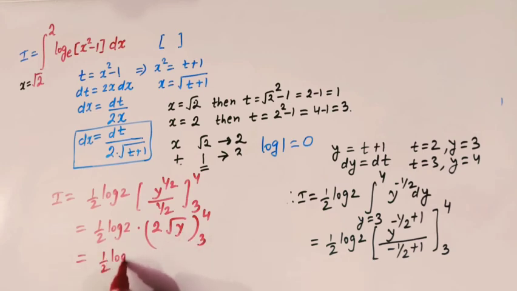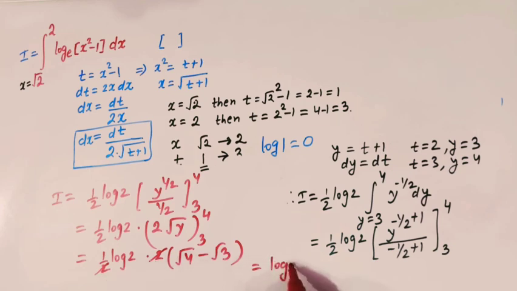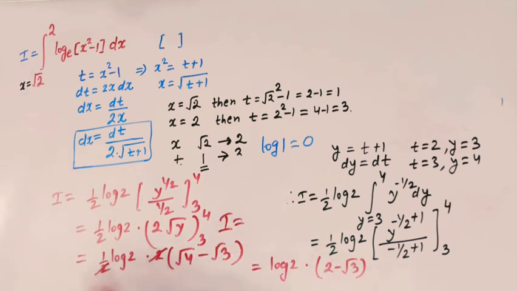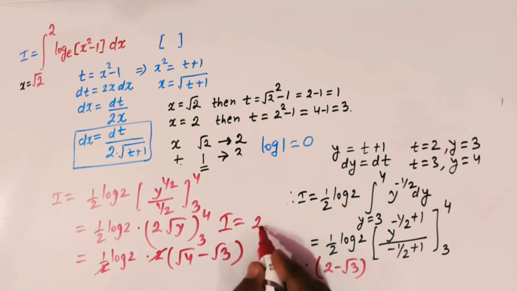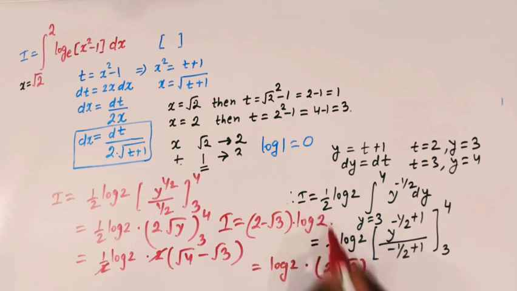So here we have half log 2, and taking this 2 outside, we have square root of 4 minus square root of 3, right? So 2 and 2 get cancelled, so we have log 2 times square root of 4, which is 2, and here we have minus square root of 3, right? So the value of this integral I is equal to 2 minus square root of 3 times log of 2, right? So this is how we solve this problem.